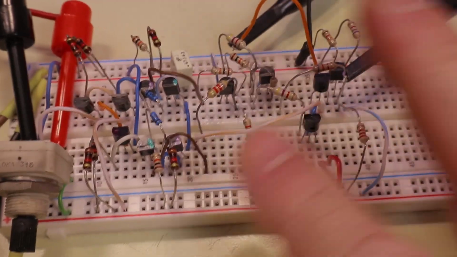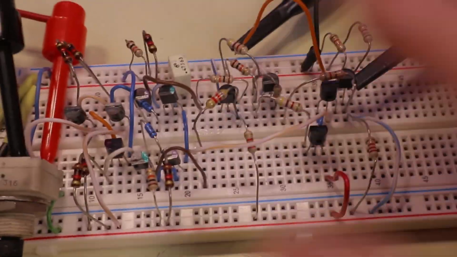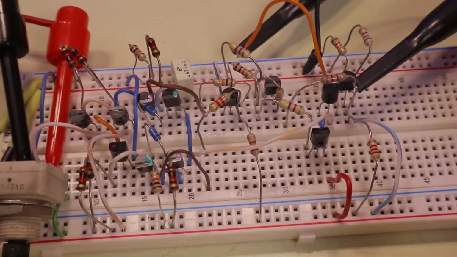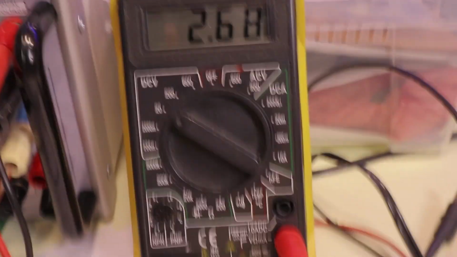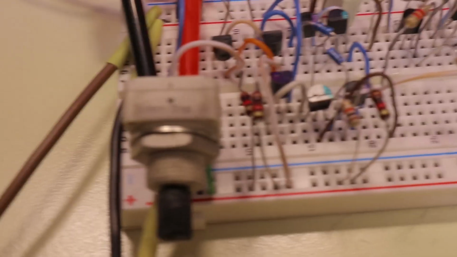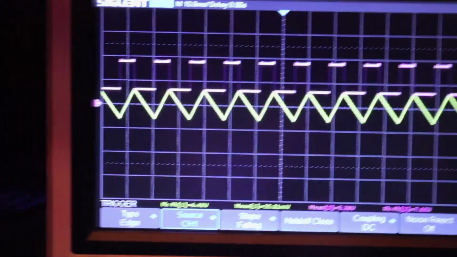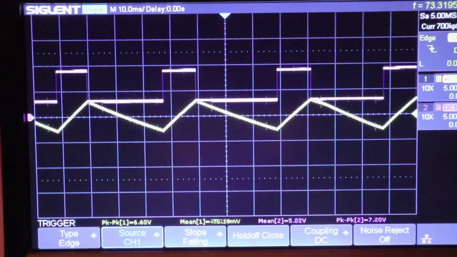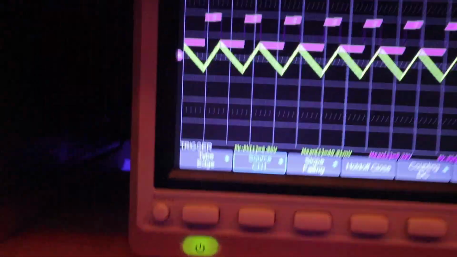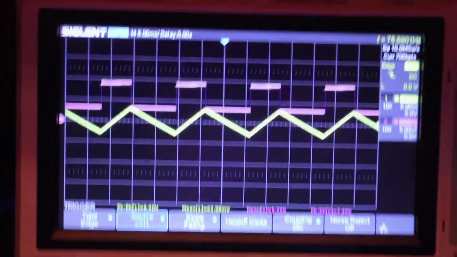Okay, this is the circuit, and I corrected some mistakes because they always happen. And here we have the voltage at the potentiometer at the input, and here the signal, and as you can see here we are at 73 hertz, and here not symmetric, but it's working.